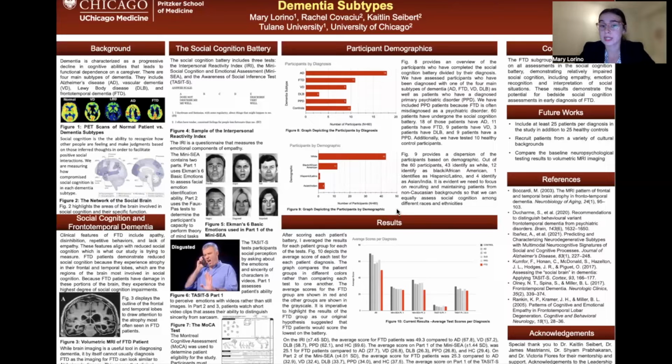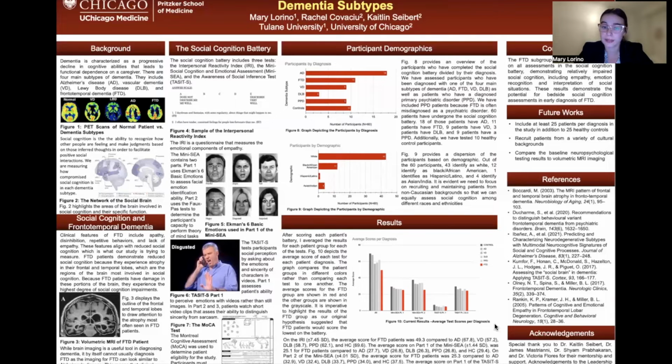We can see here that the majority of our patients identify as white, so it's evident that we need to focus on recruiting and maintaining patients from non-Caucasian backgrounds so that we can equally assess social cognition among different races and ethnicities. We also want to ensure that social cognition is not compromised uniquely in one demographic versus another.